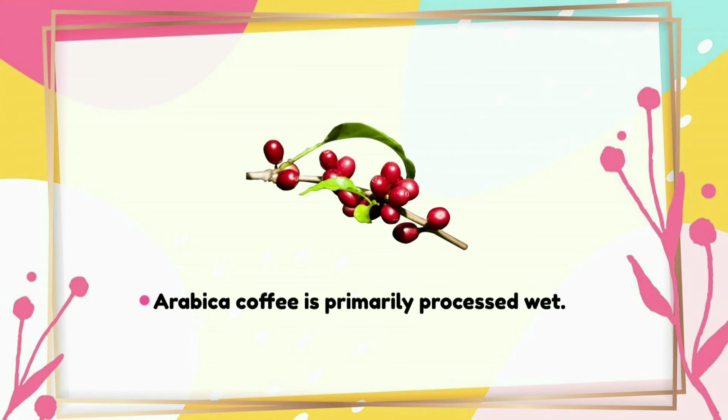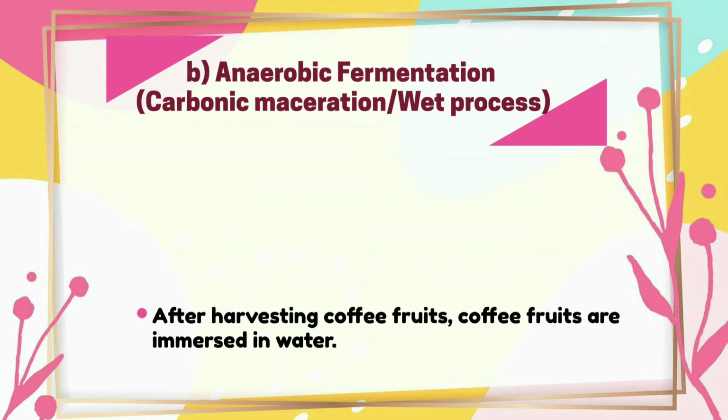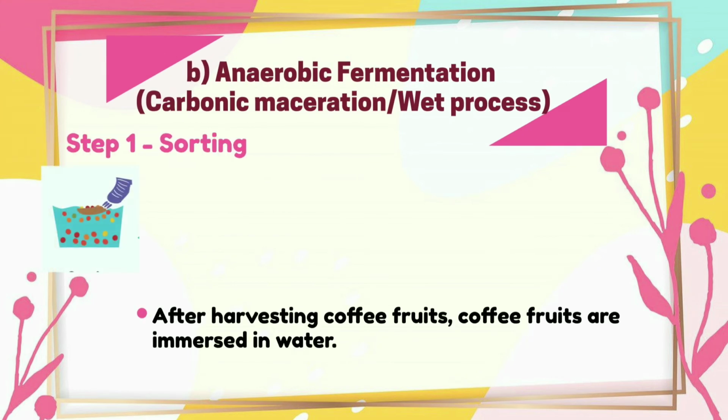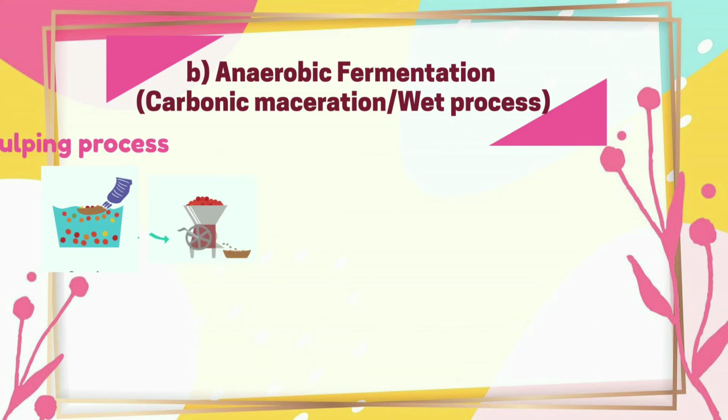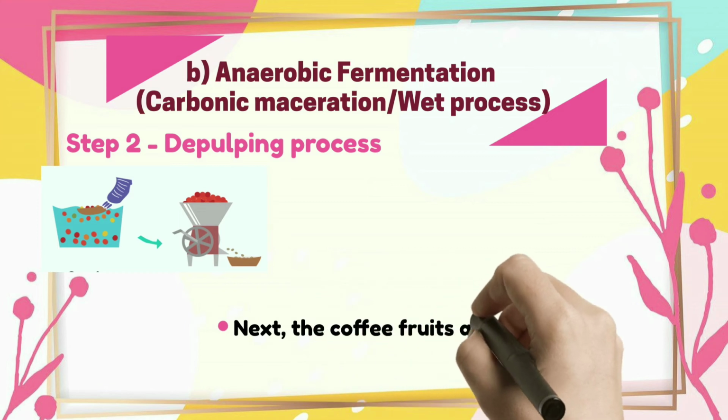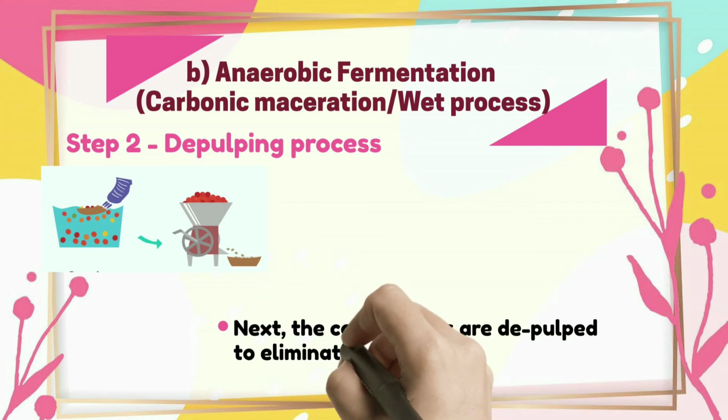Arabica coffee is primarily processed wet. After harvesting, coffee fruits are immersed in water. It is crucial to clean off the debris. Next, the coffee fruits are depulped to eliminate the outer skin and pulp.